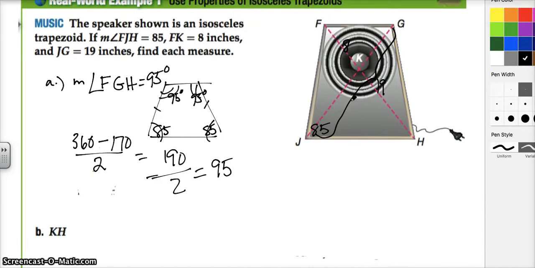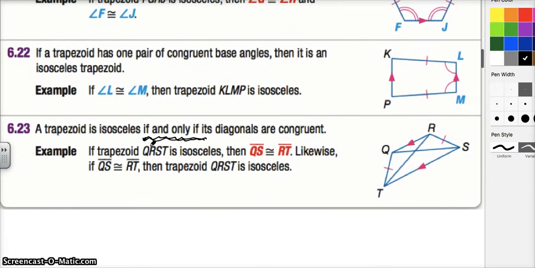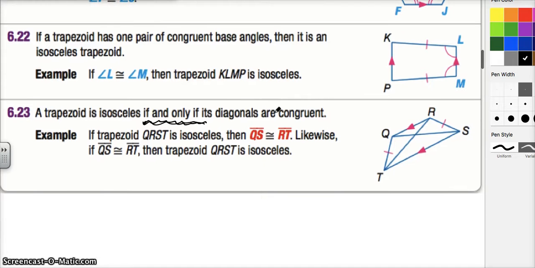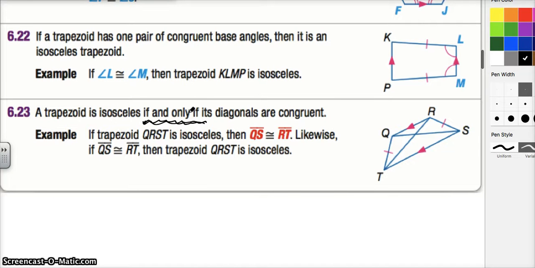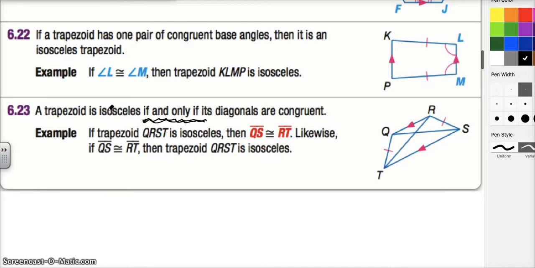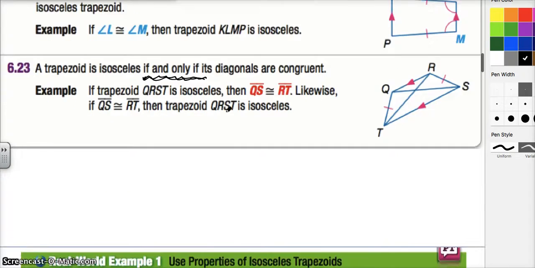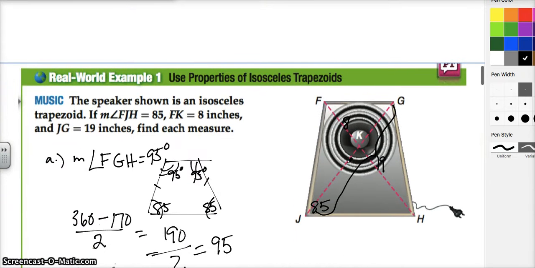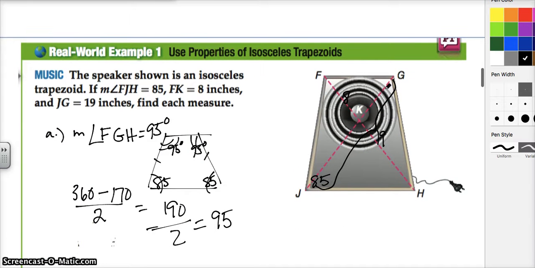And so the next thing we're supposed to find is KH. We read one of the properties, and I can slide back here and remind us, it says that a trapezoid is isosceles if and only if its diagonals are congruent, right? So this if and only if statement goes back and forth. If you've got an isosceles trapezoid, then your diagonals are congruent. If you've got congruent diagonals, then you know you've got an isosceles trapezoid. Right now we want it to go this way because we've got an isosceles trapezoid, and I want to say, hey, then the diagonals must be congruent. Therefore, GJ has to be congruent to FK.